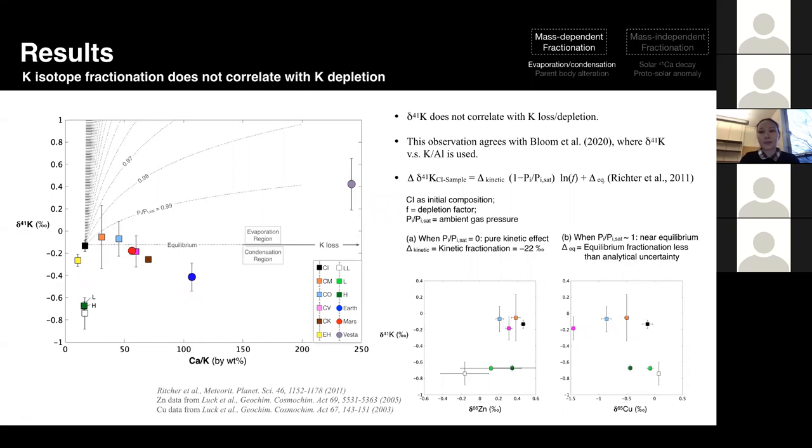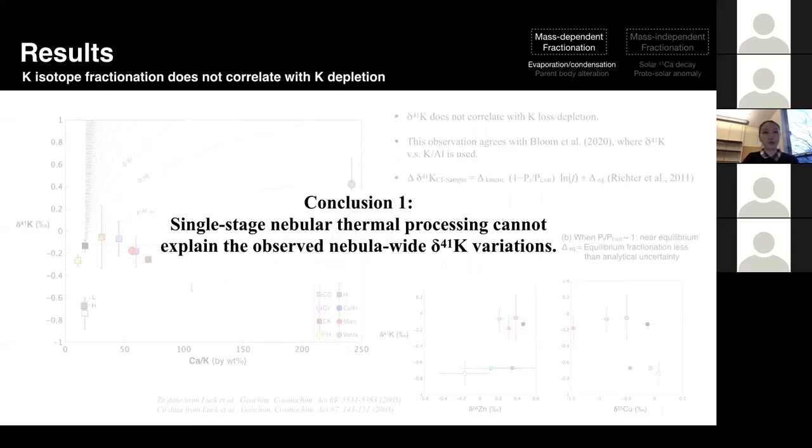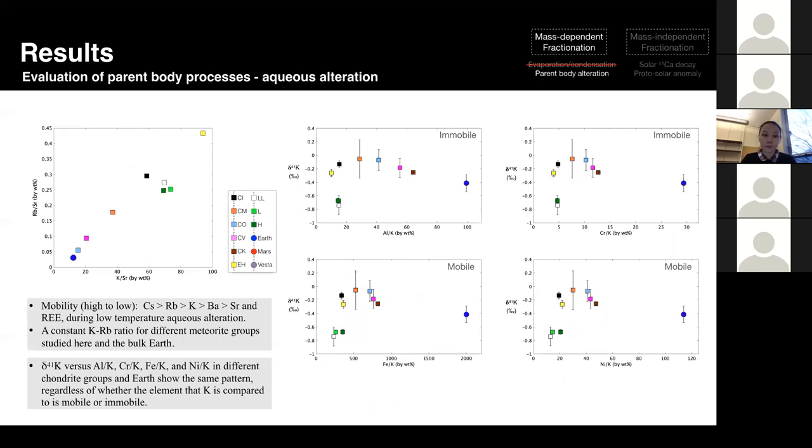A previous study from Bloom et al. also compared their data with zinc and copper and reached the same conclusion as we do. So that means the main mechanism to explain potassium isotope variation is different from that of copper and zinc. So our conclusion one is that single-stage thermal processing in the solar nebula cannot explain the overall delta potassium-41 variation observed in the meteorites.